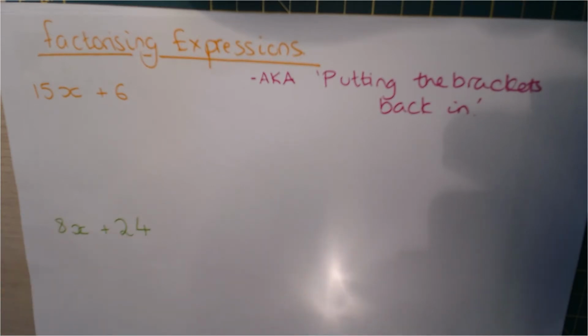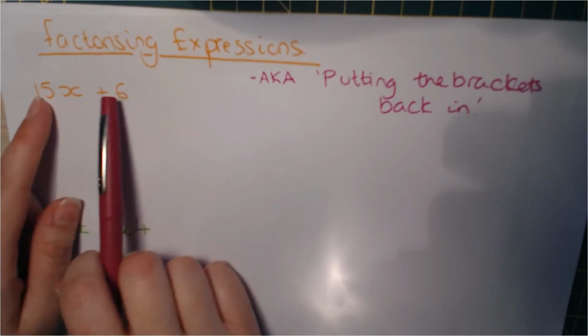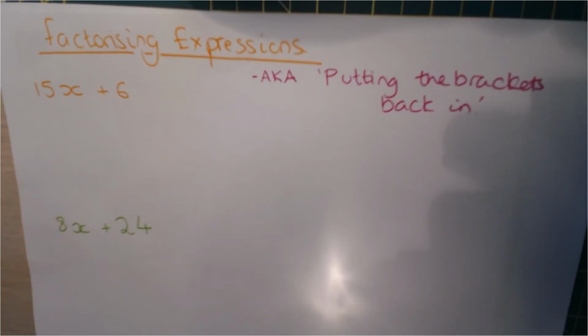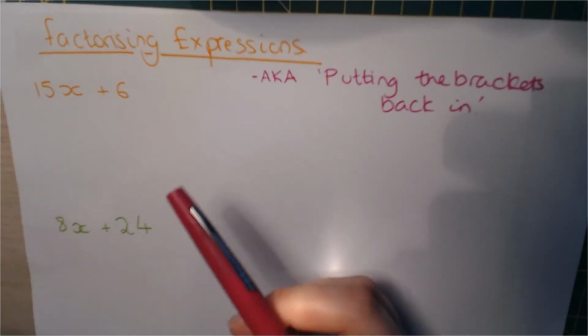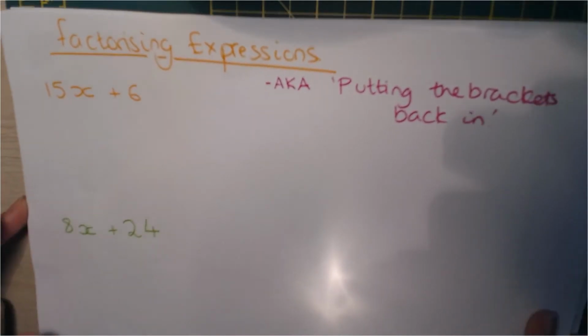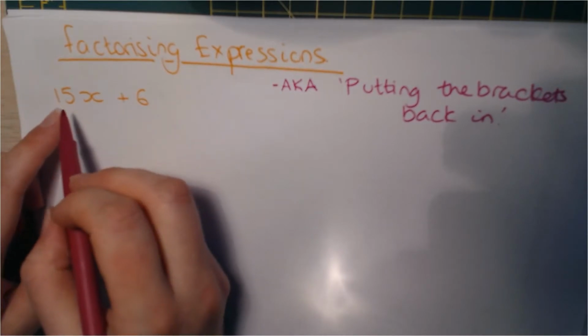So yeah, factorising expressions is also known as putting the brackets back in. It's the opposite of expanding the brackets, which we're quite happy with doing. With factorising, what we want to do is take out any common factors, which is why in our session on Friday we started looking at the highest common factor of pairs of numbers.